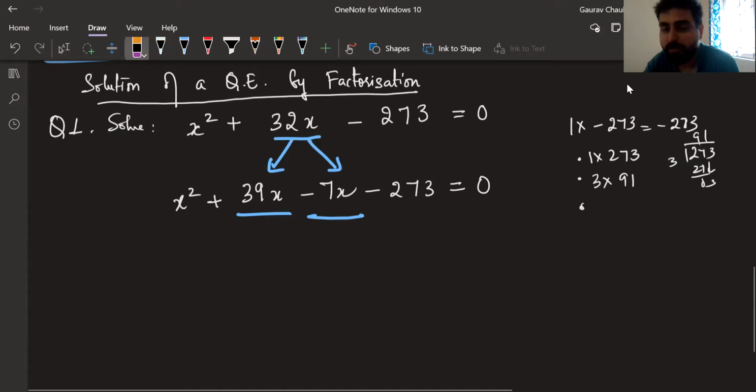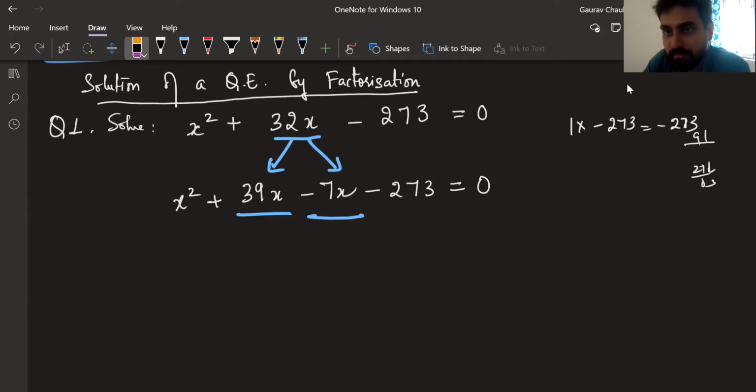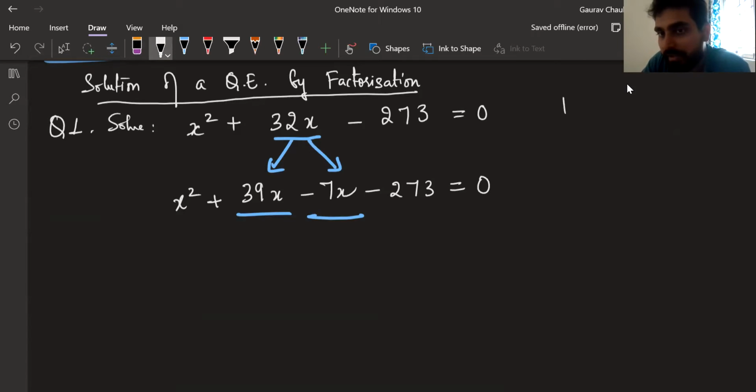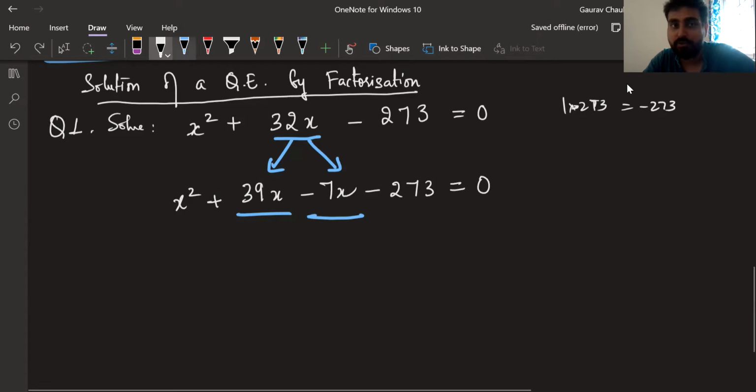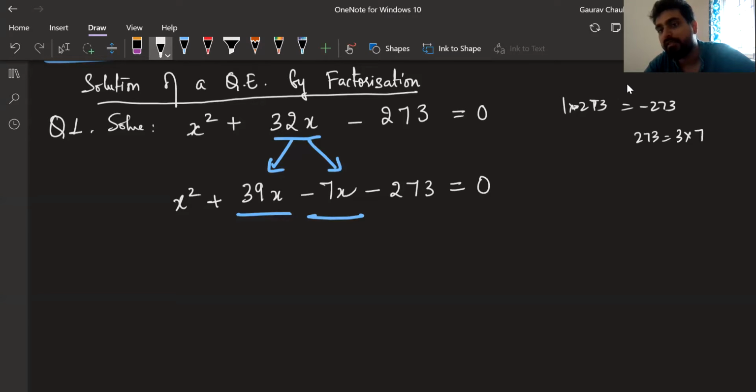Okay, let me quickly recap this. One simple way of doing it is 1 into 273. Basically, it's minus also, so you're going to get minus 273. So if it is minus, one of these two has to be minus. Now I'm going to find the factors of 273. 273 is equal to 3 into 7 into 13.